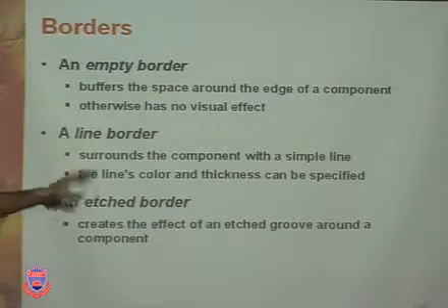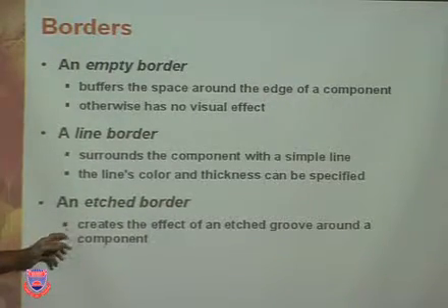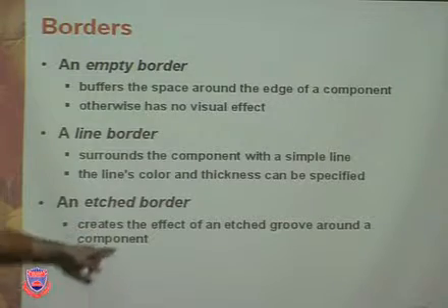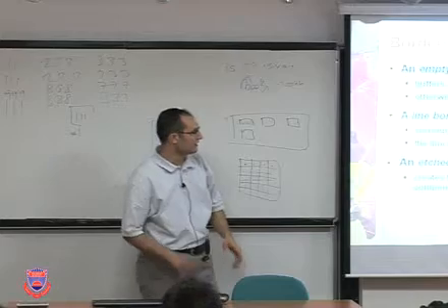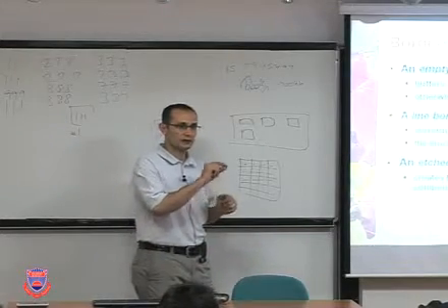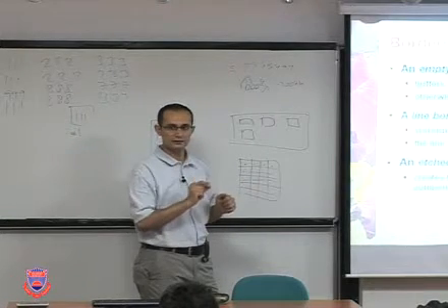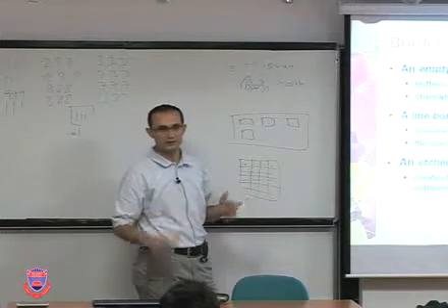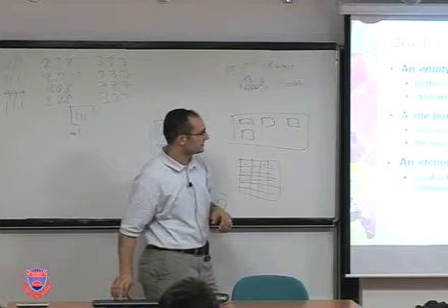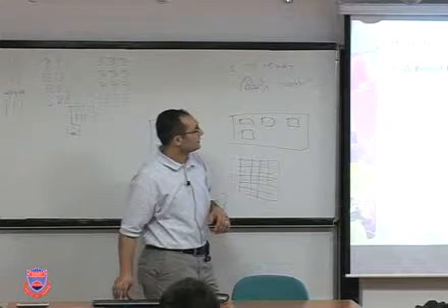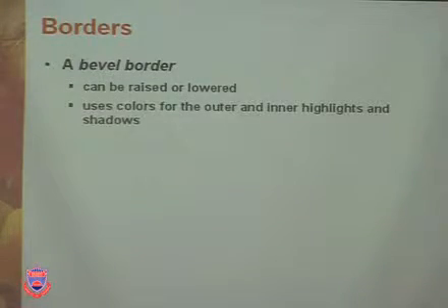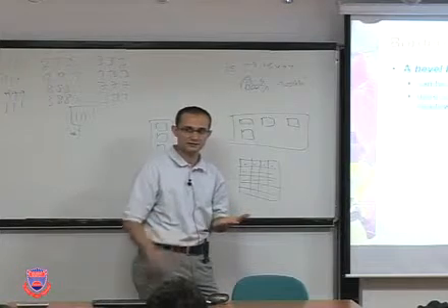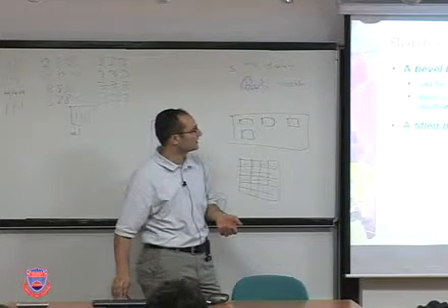A line border, just a line around the border. An etched border, it creates the effect of an etched groove, so you have kind of an edge around the button or the panel or whatever you have. This is the etched border. And you have bevel border, so you can have a bevel that kind of has the feeling that the button is raised or the button is lowered. So that's also a border that you can select.